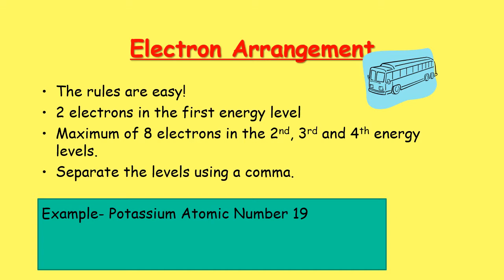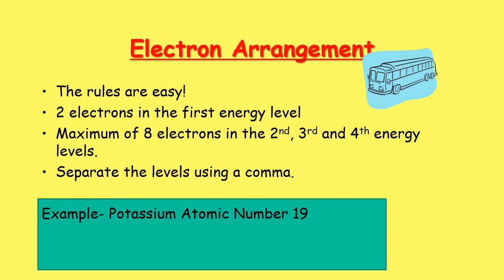Potassium has atomic number 19. Now remember, in atoms, the atomic number equals the number of protons. So potassium has 19 protons. Also, in atoms, the number of protons equals the number of electrons. So we have 19 electrons as well.